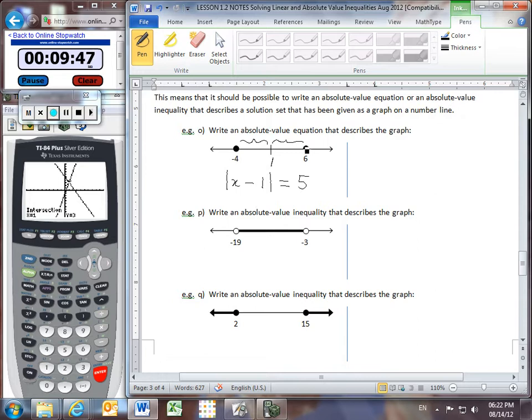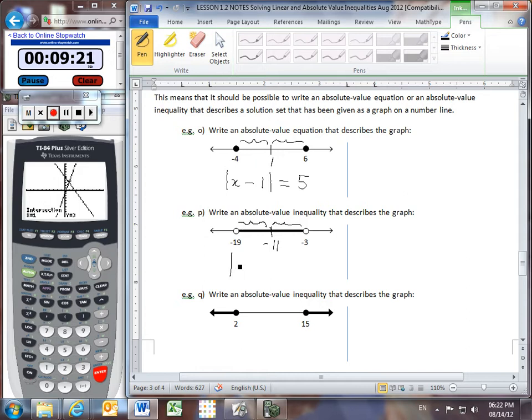Example P. We need to write an absolute value inequality that describes this graph. Again, let's start by finding the middle point. The average of negative 19 and negative 3, we can find easily by adding them together and dividing by 2. Negative 22 divided by 2 is negative 11. That's the middle point. It's pretty quick for me to see that I'm 8 units away on each side.